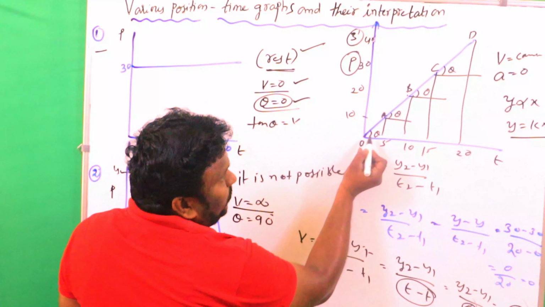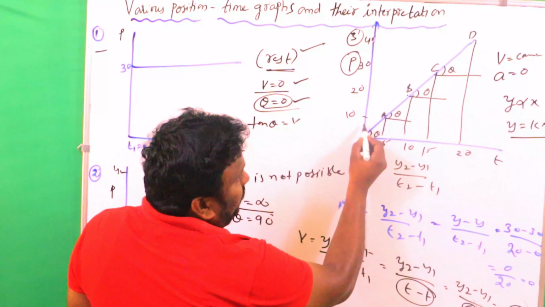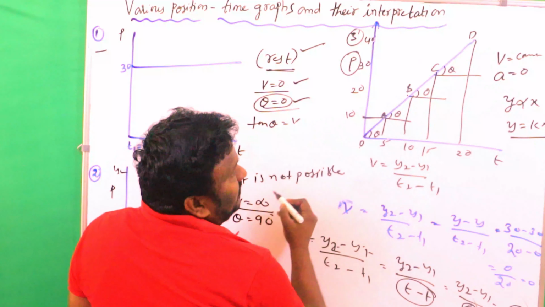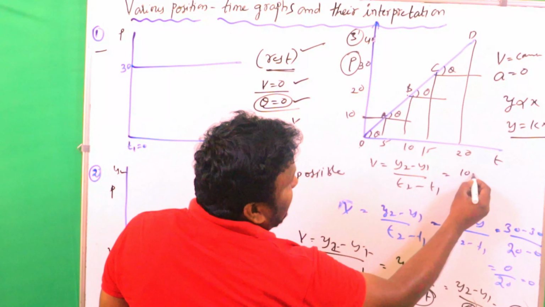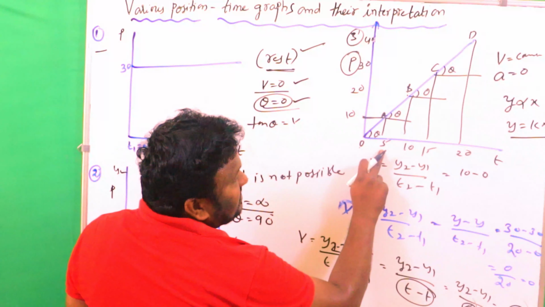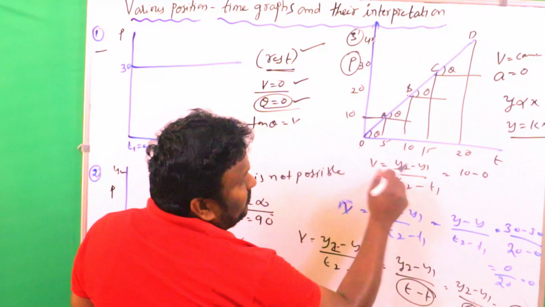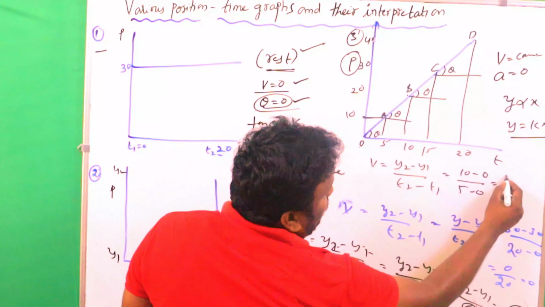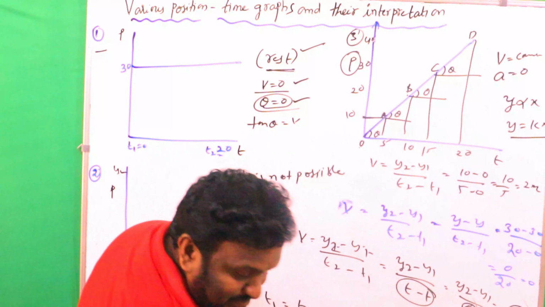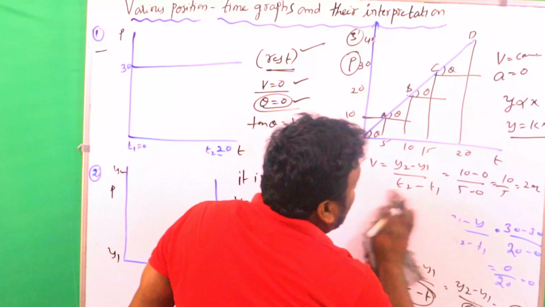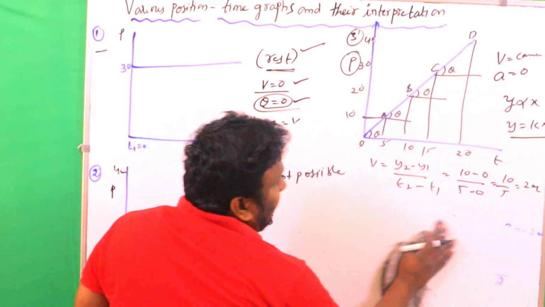So here it is 0 at A. What is this? 10, and the initial position is 0. So 10 minus 0, and here T2 minus T1, 0 and 5. So 5 minus 0, that is 10 by 5, that is 2 meter per second.